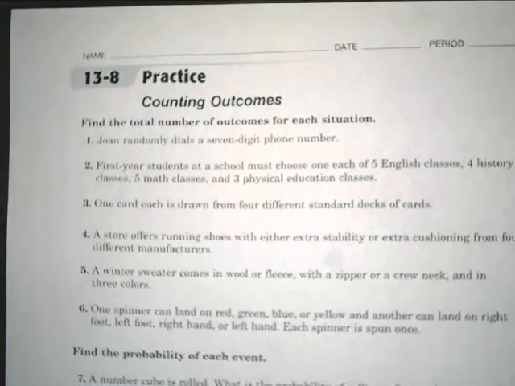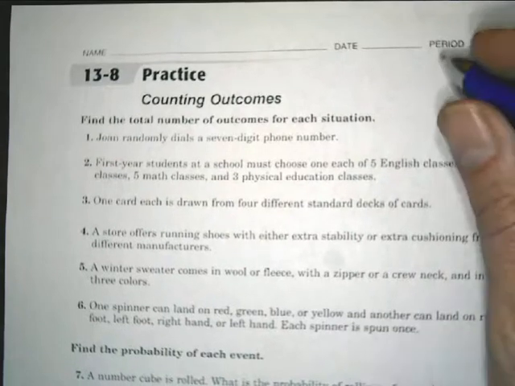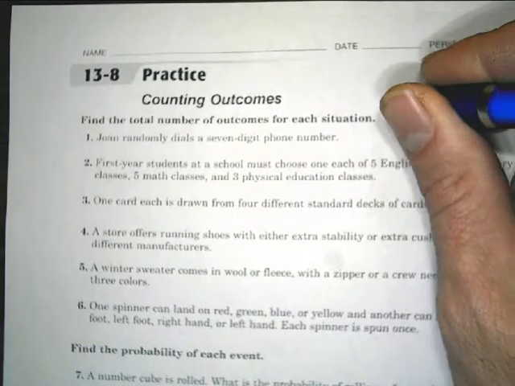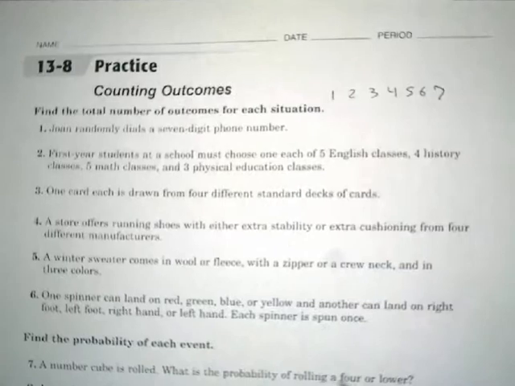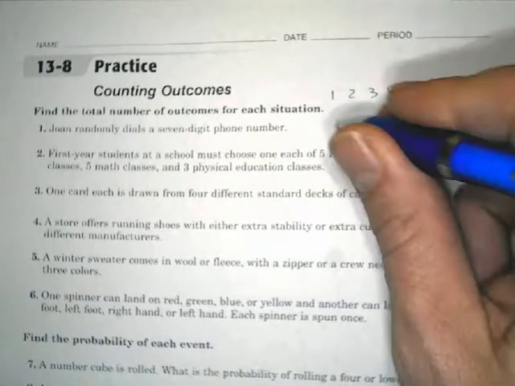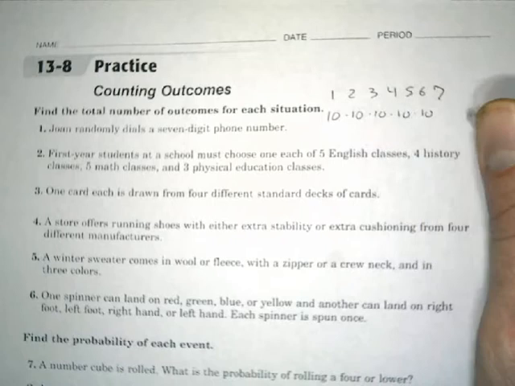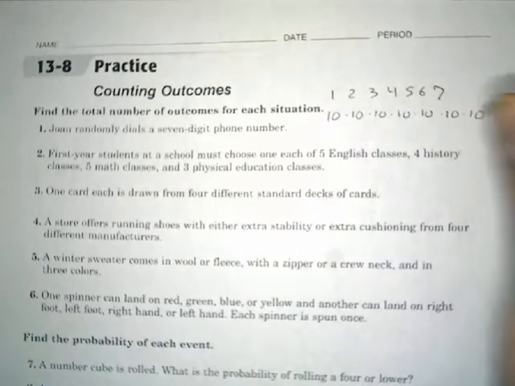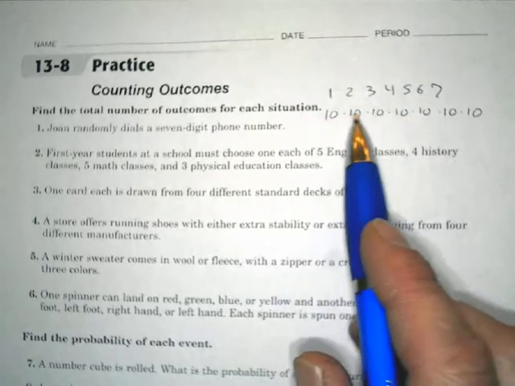Another method for doing this, if we look at number 1, it says Joan randomly dials a 7-digit phone number. Well, if we have our 7 digits, 1, 2, 3, 4, 5, 6, 7. On a phone, you have the option to dial 0, 1, 2, 3, 4, 5, 6, 7, 8, 9, leaving you 10 options for each one. So what we would have is 10 times itself 7 times.